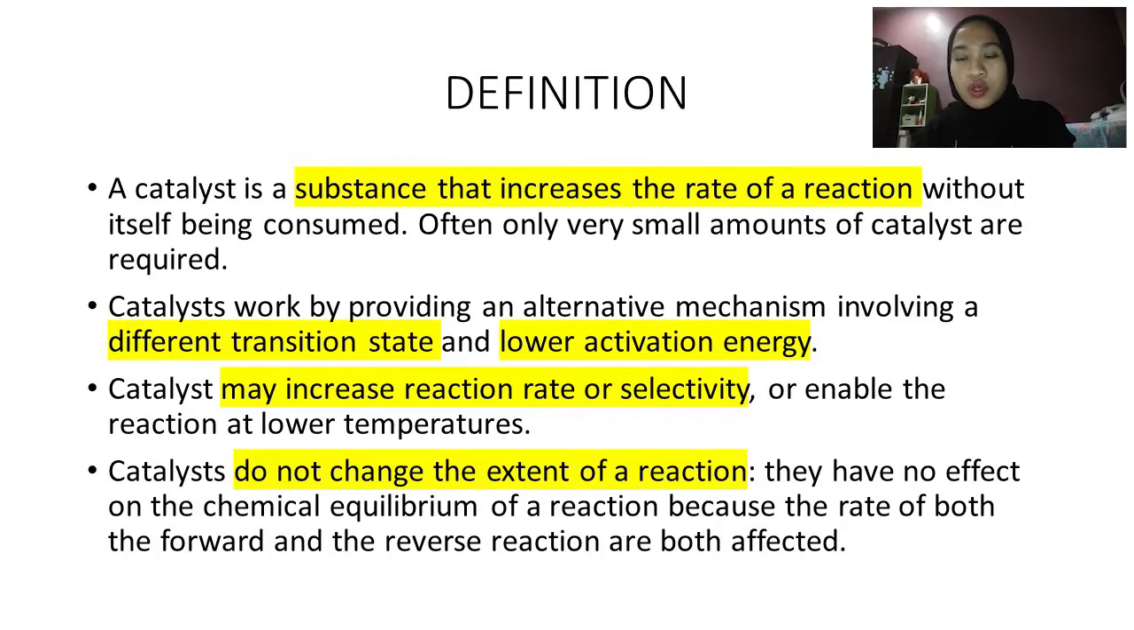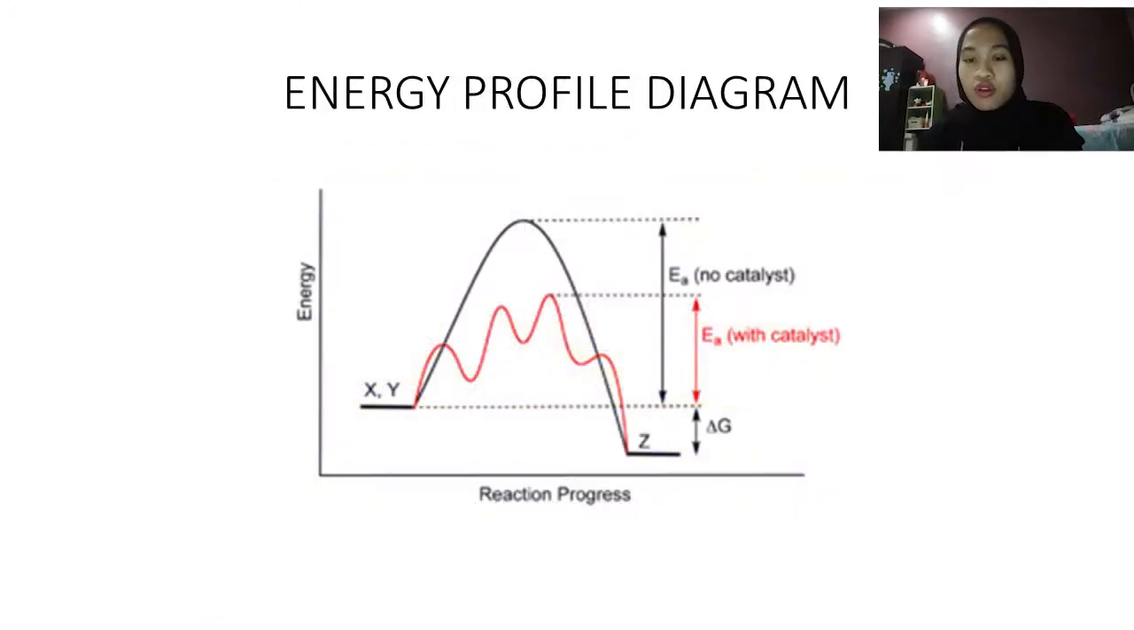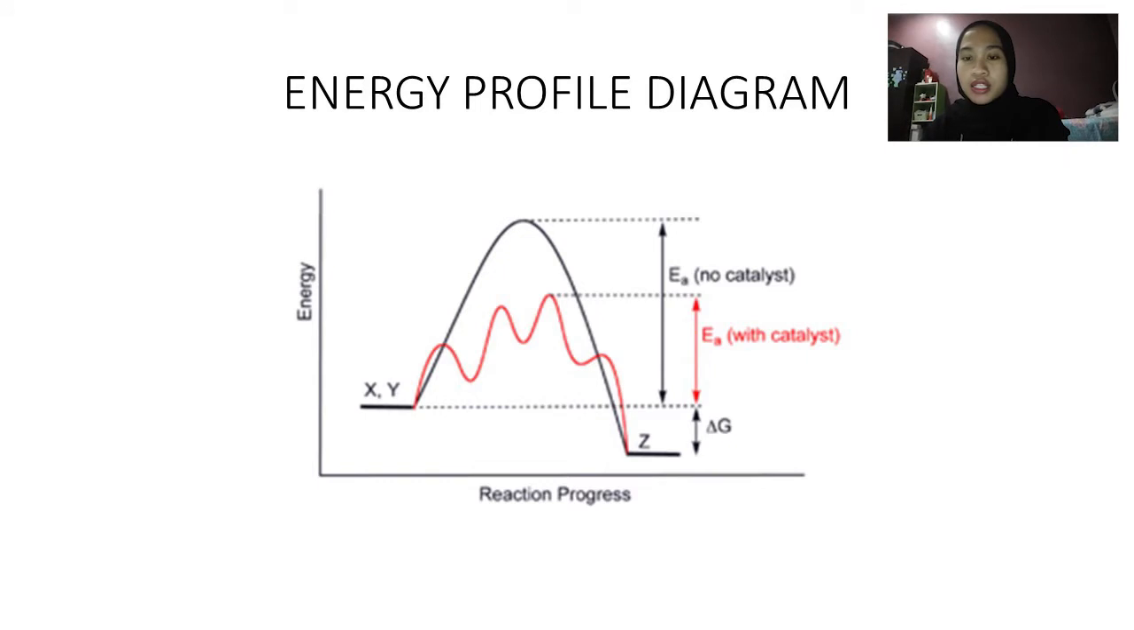They have no effect on the chemical equilibrium of a reaction because the rate of both the forward and the reverse reaction are both affected. This is an example of energy profile diagram. From this diagram, we can observe the effect of a catalyst in a hypothetical exothermic chemical reaction X plus Y to give Z. The presence of the catalyst, which is shown in red, opens a different reaction pathway with a lower activation energy. The final result and the overall thermodynamics are the same.